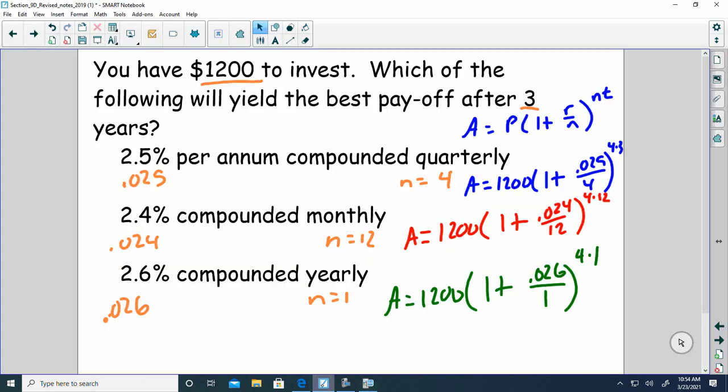So let's change that on here. So that should have been, it wasn't 4 times 12, it was 3 times 12. And that should have been 3 times 1.